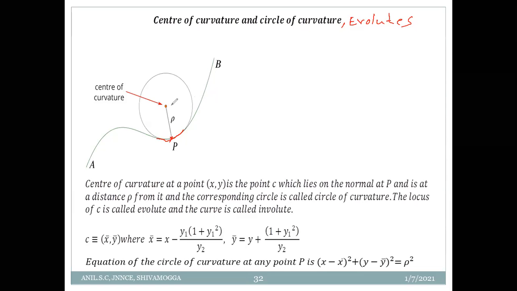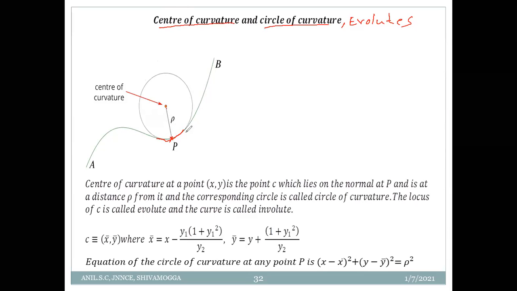Then the center of this circle is called the center of the circle. And this circumference is called the circle of curvature. You know that this radius is the radius of curvature, denoted by rho. This is one circle corresponding to the point P.